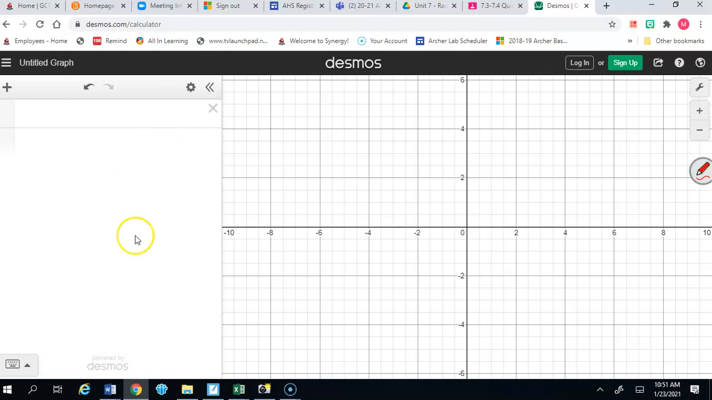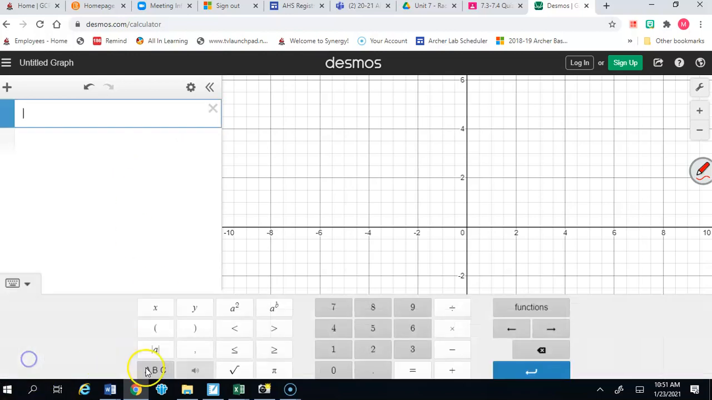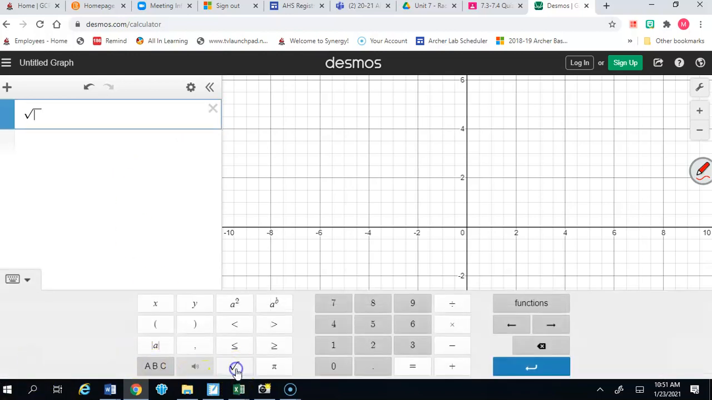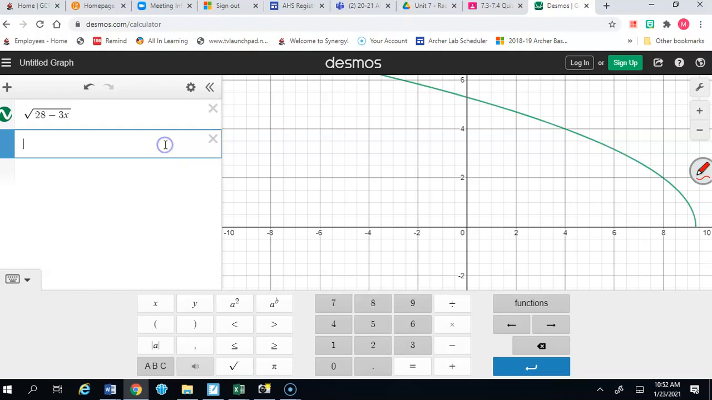So we're going to do the same thing with it. We're going to go ahead and put the equation in on the left. So we got the square root of 28 minus 3x. And then for the other equation, we have just x again.